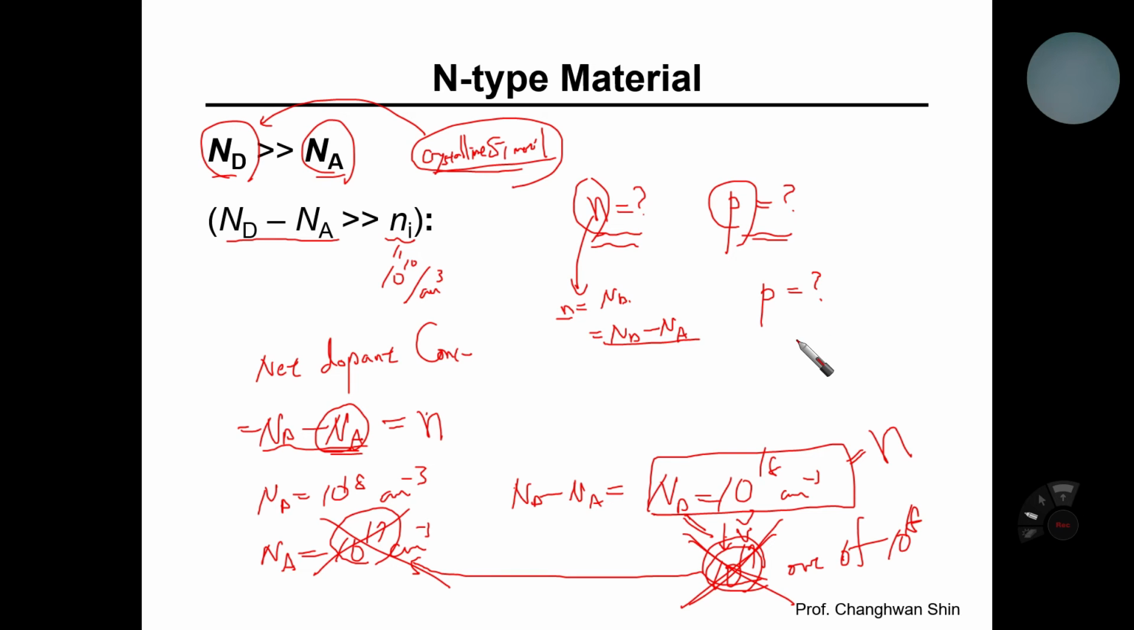In the previous lecture note, we have learned one equation, that is n times p is equal to a constant. Okay? That constant value is 10 to the 20, right? Because the n sub i is 10 to the 10.